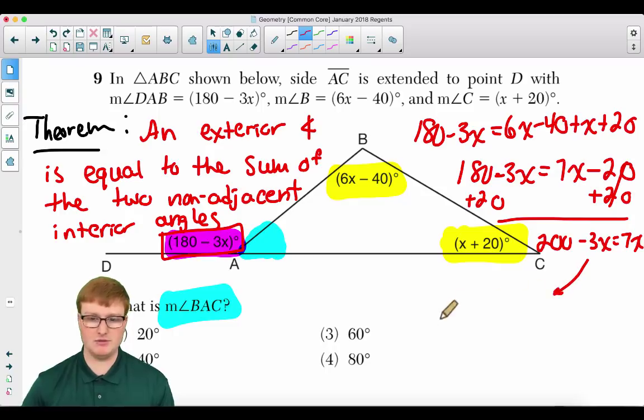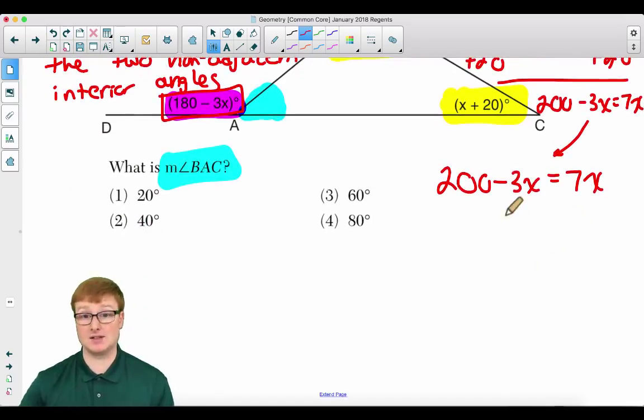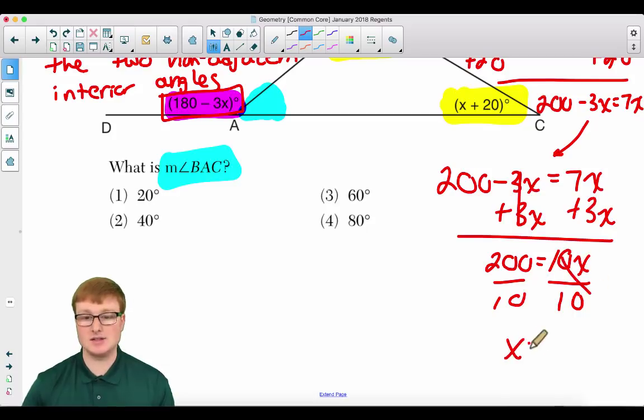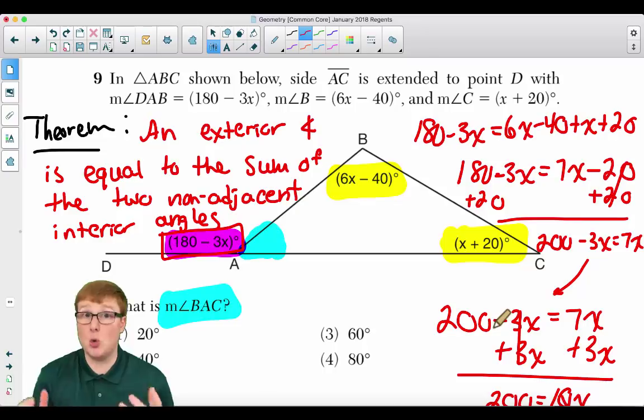So far, so good. Let me rewrite that a little bit bigger because that is getting very, very small. So we need to solve for x. Add that 3x on both sides. So we get 200 is equal to 10x. Divide by the 10 on both sides. And we get x is equal to the number 20. So now we know that x is 20. So far, so good. We're almost there.